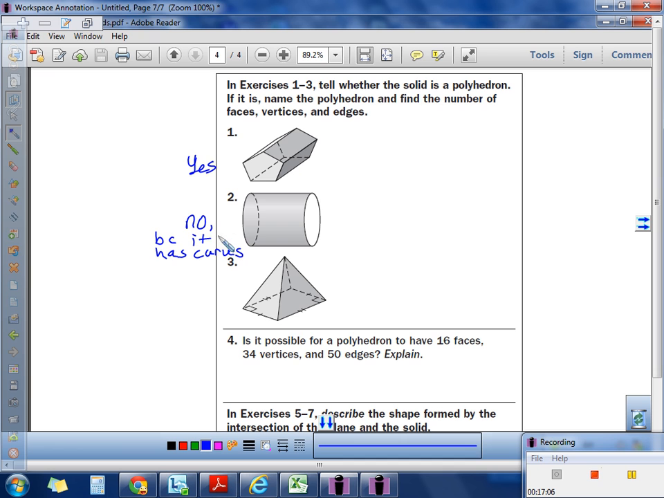Number 3, yes or no? Yes. All right, so what is the name of this shape? Pentagonal prism, good. And what's the name of number 3? Rectangular prism, because the base is a rectangle. Sorry, what did I say? Definitely a pyramid.